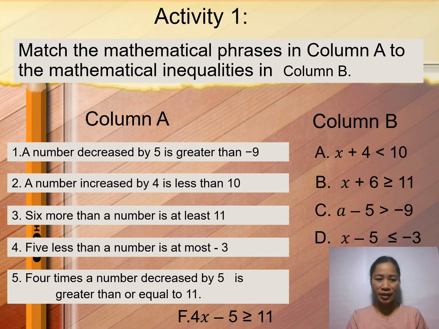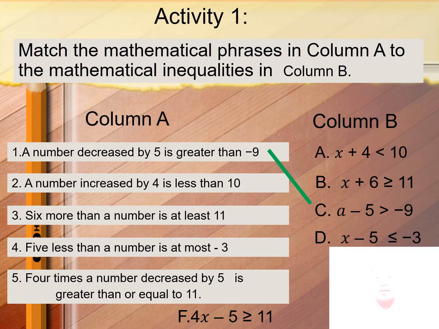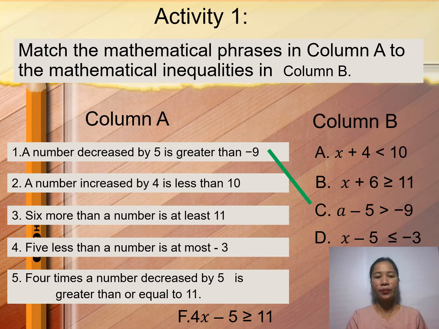A number decreased by 5 is greater than negative 9. What is your answer? Let a represent a number. We use minus because of the word decreased, and the symbol for greater than. So we have a minus 5 is greater than negative 9.